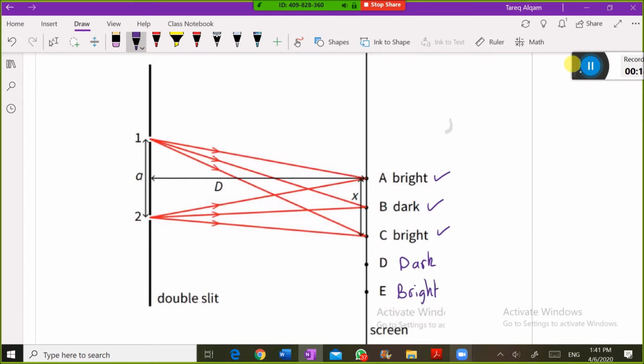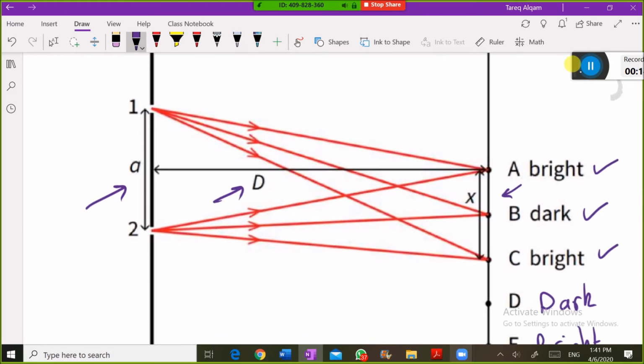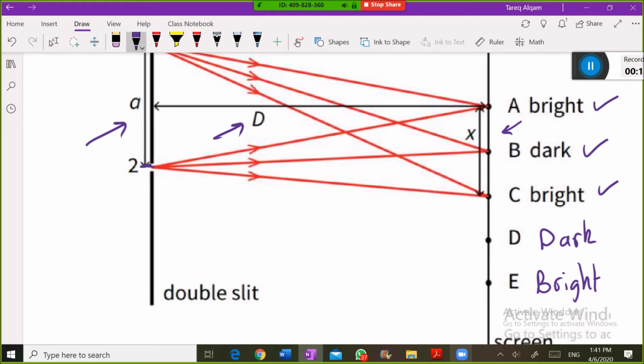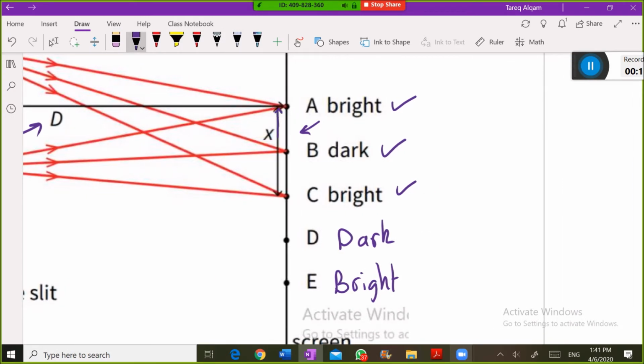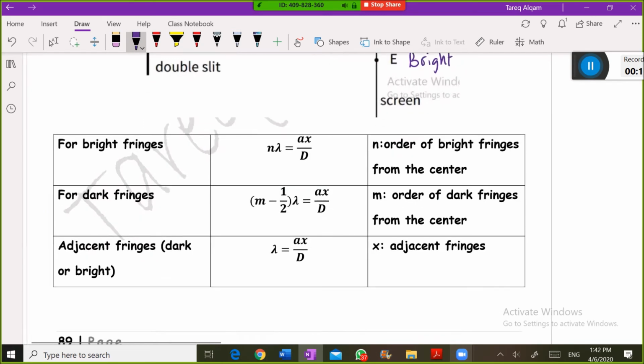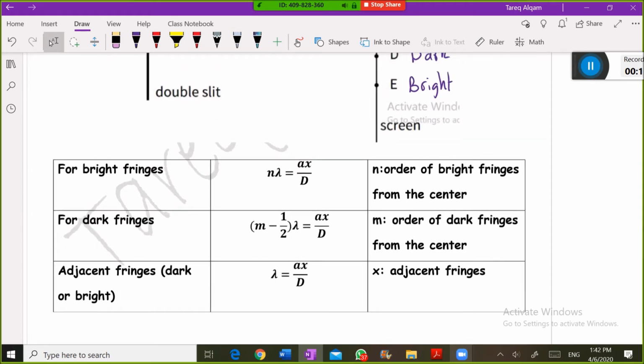Here we have to define three quantities: A, D, X. What is A? A is the separation between the slits, or from the center of the first slit to the center of the second slit. D is the distance between the double slit and the screen. X is the distance between two adjacent bright fringes or two adjacent dark fringes. This is the most important one. Adjacent fringes, either dark with dark or bright with bright.